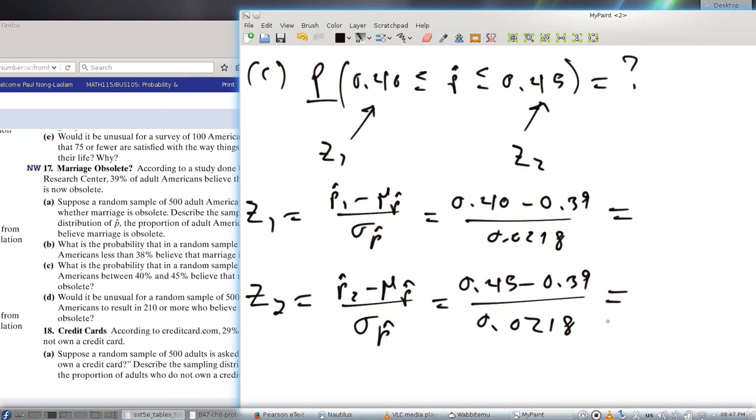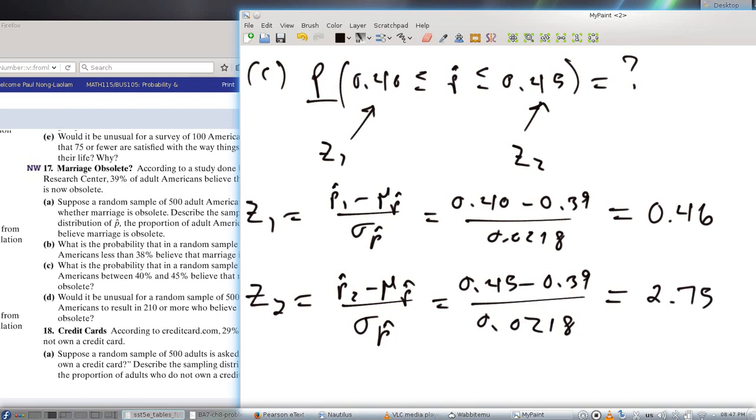So here I got 0.4 minus 0.39 divided by 0.0128, and that gives us, oh, in fact that's the same one as the other one, which I should have remembered, but since I erased the sheet already. So this is a plus 0.46. Now the second one is 0.45 minus 0.39 divided by 0.0218, and that gives us 2.75. So this one here is 2.75.